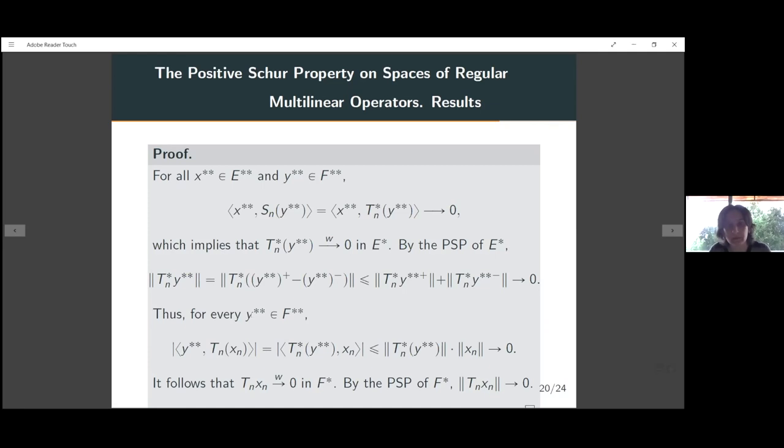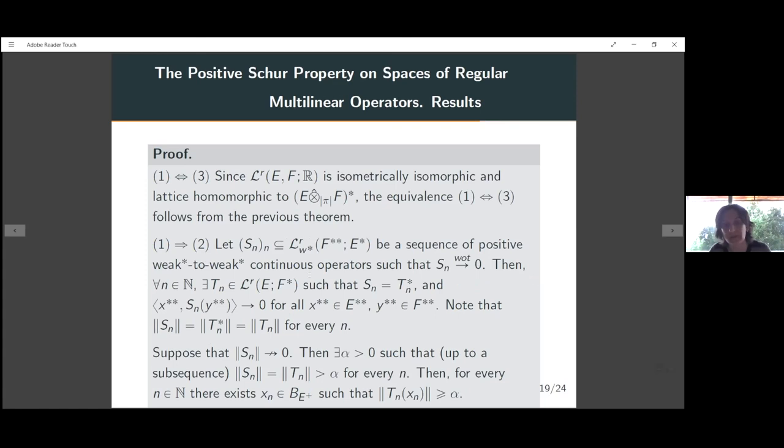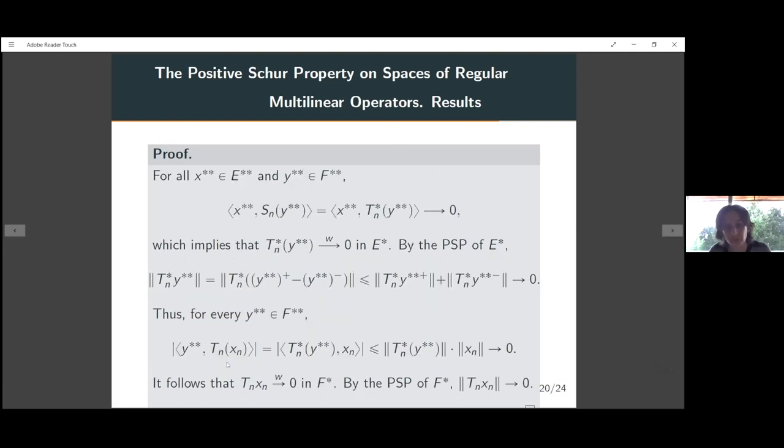Now, what we want to do is to show that the norm of Tnxn goes to zero. That's why we will take any element of the double dual of F, and we will apply this on Tnxn, because this is an element of F, the dual of F, because this is our space here. Tn takes Xn to the dual of F. So we use the adjoint property to get Tn adjoint on y double star. Tn adjoint goes from F double star, the double dual of F, to the dual of E. So it's applied on an element of E.